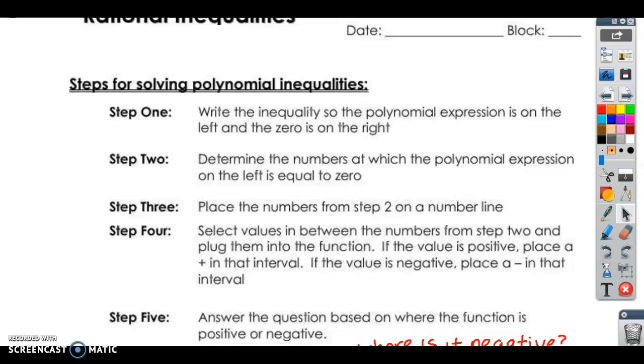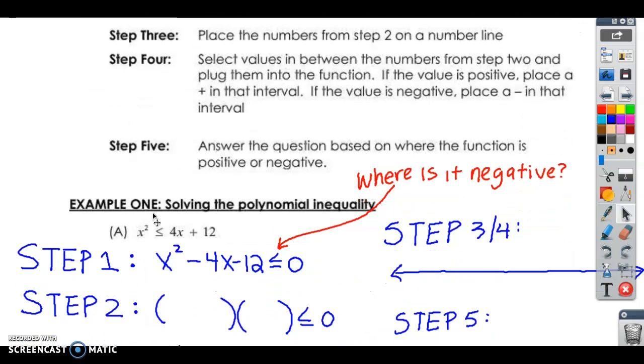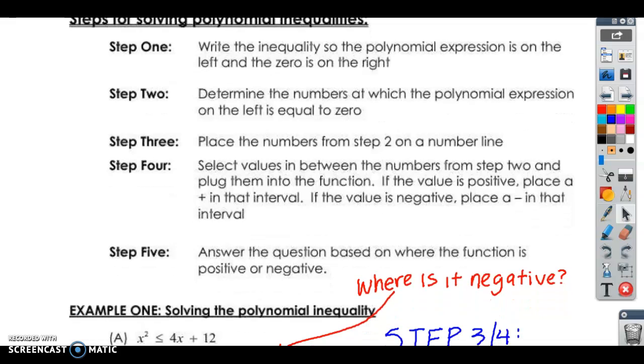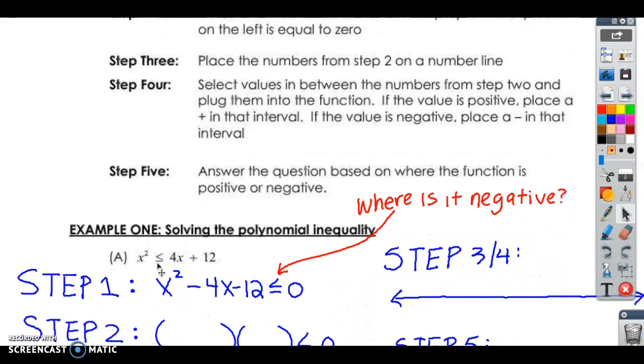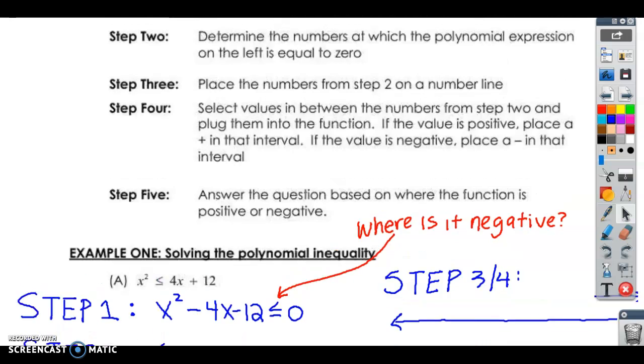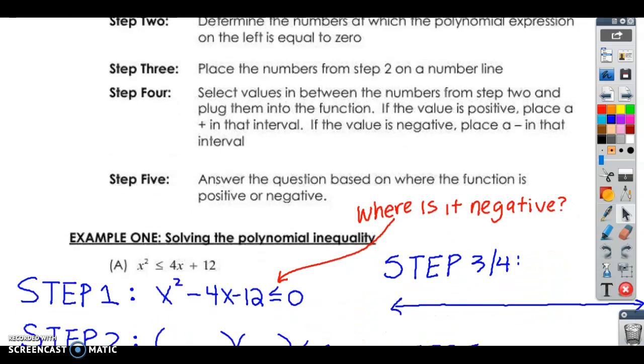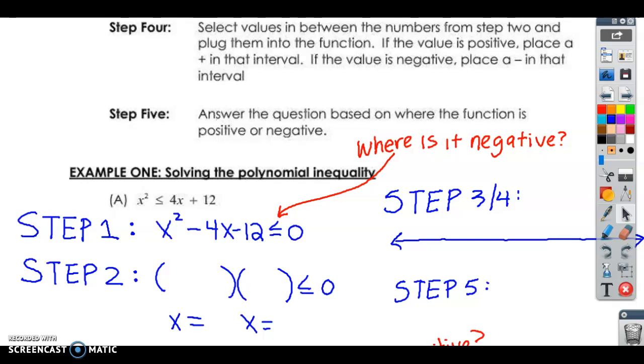So step 1 is first they give you an equation, and they ask, where is x squared less than or equal to 4x plus 12, for example. So step 1 is to write the inequality so that the polynomial expression is on the left and the zeros on the right, okay? So you just have to be careful about the sign. If you're adding or subtracting, it stays the same. Step 2, then you're going to determine the numbers at which the polynomial expression on the left is equal to 0, okay? So usually that involves factoring, like this problem.